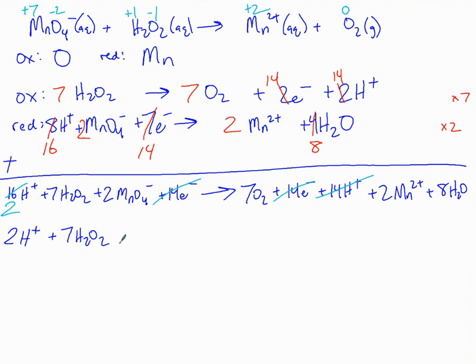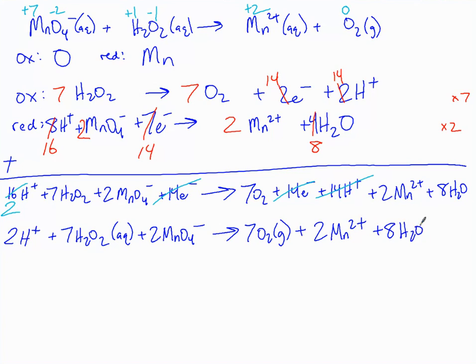It needs to say aqueous. Plus 2 permanganates yields 7 oxygen gas, plus 2 manganese 2s plus 8 liquid waters.